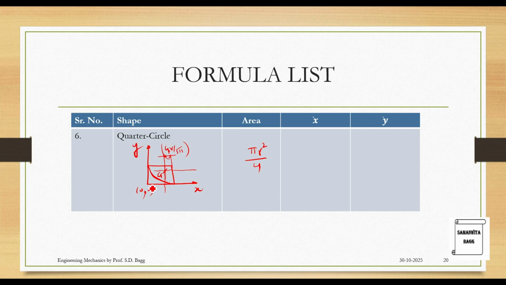So this x distance over here will be r minus 4r by 3 pi. And this height over here again has to be measured. So this gap is 4r by 3 pi. So this height will be r minus 4r by 3 pi.